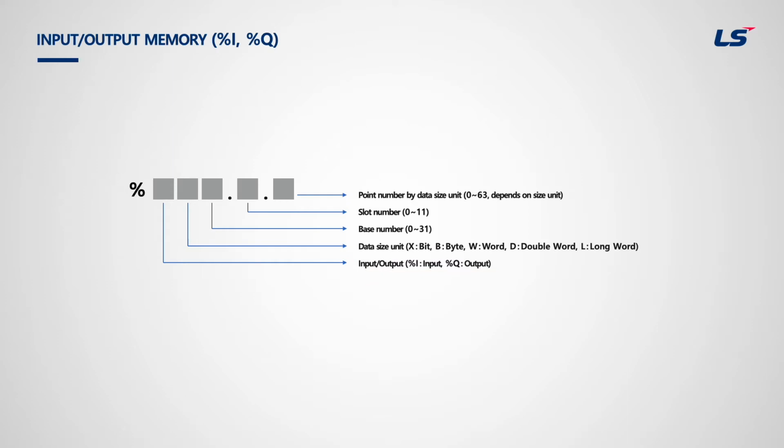After the memory type, it will show the data size. As it's shown, X is for bit, B is for byte, W for word, D for double word, and L for long word. Next is the base number. Base number 0 is the main base with CPU, which means other extension bases with base number from 1 to 7 do not have CPU. The base number comes with a period, and slot number comes after the period. Each base can contain up to 12 slots.